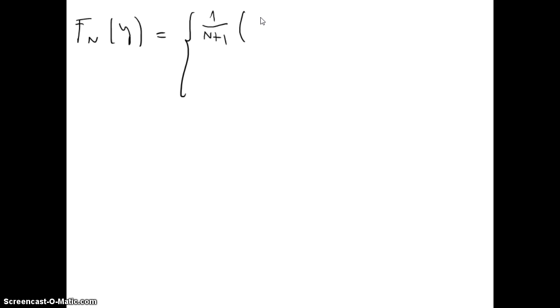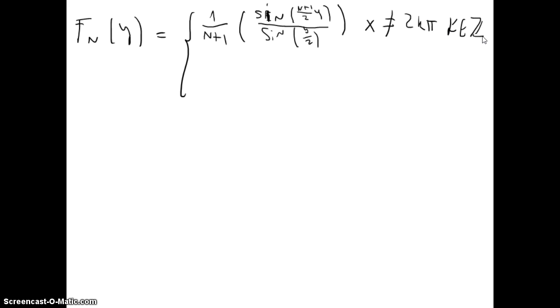So the Fejer kernel, you can write it as the sine squared of (n plus 1) y over 2 over the sine squared of y over 2 if y is different to 2k pi, k always an integer, and if not, it's going to be n plus 1 when y is equal to 2k pi, k being an integer.